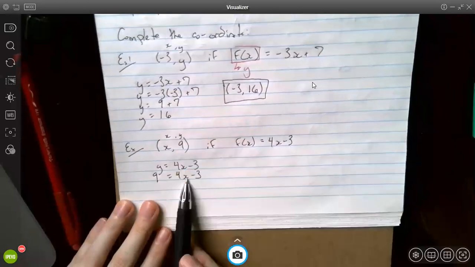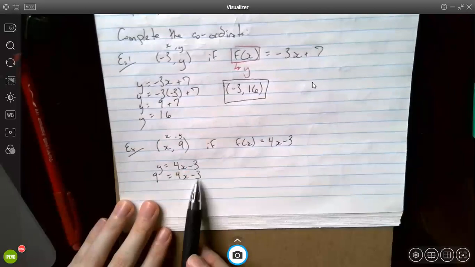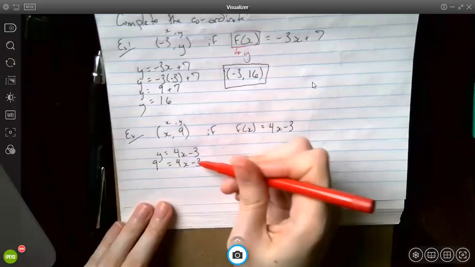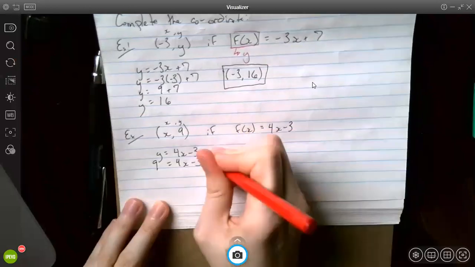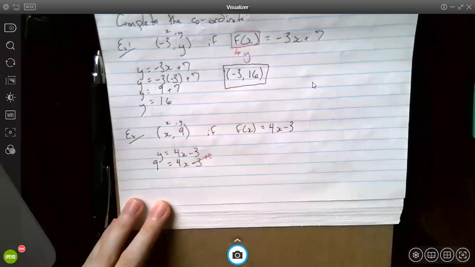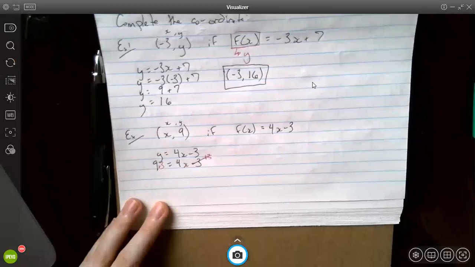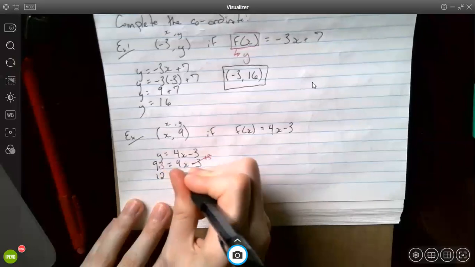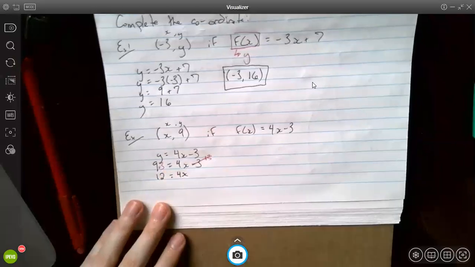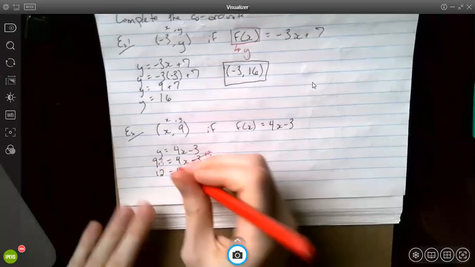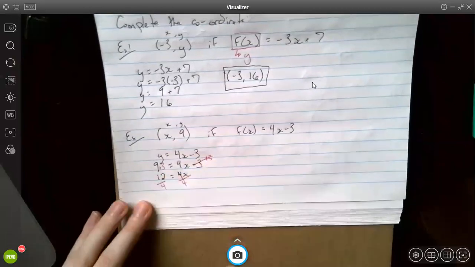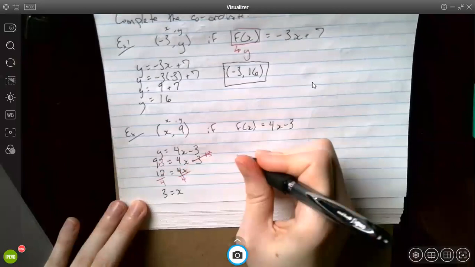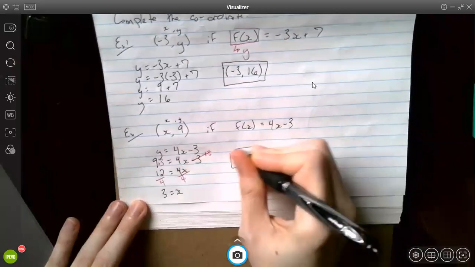And then I have to solve for x. So that means I start by moving my -3 to the other side, and we just use opposite operations. So because this is -3, I add 3 to move it to the other side. What I do to one side, I must do to the other. So 9 plus 3 is 12. And then in order to get the 4 away from the x, I just divide by 4 on both sides, and that leaves me with 3 equals x. So my final answer is 3, 9 as my coordinate.